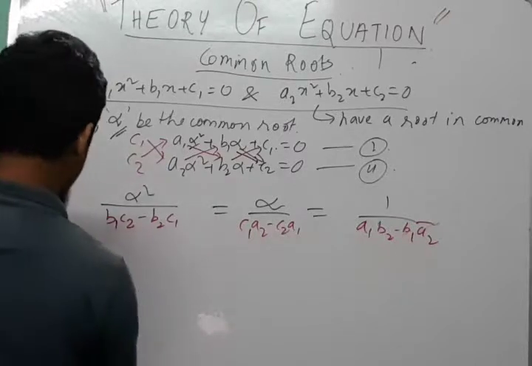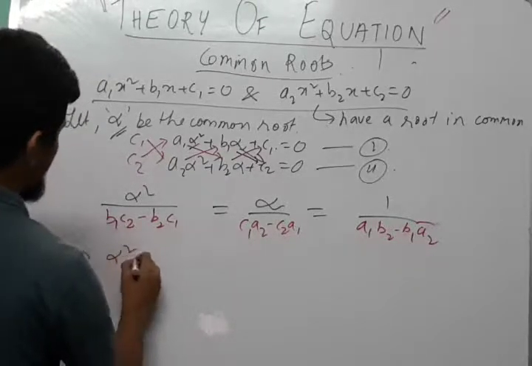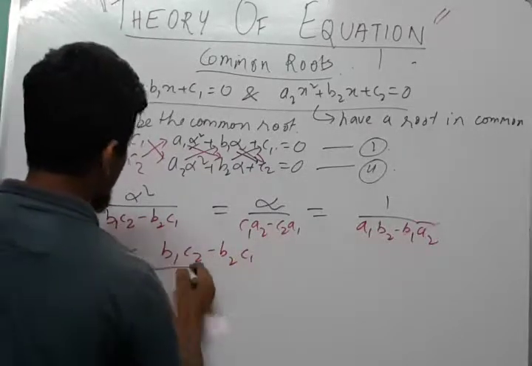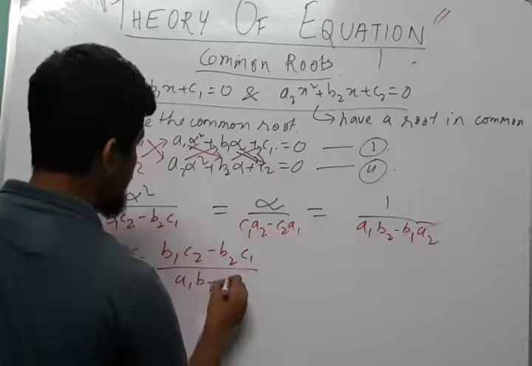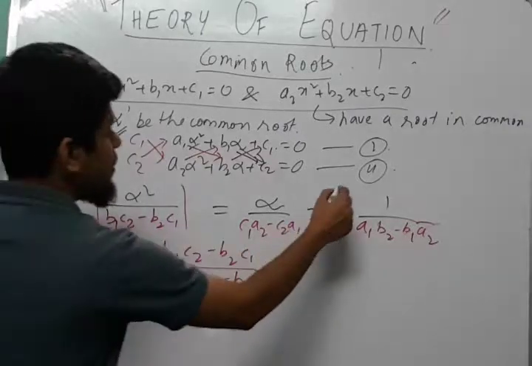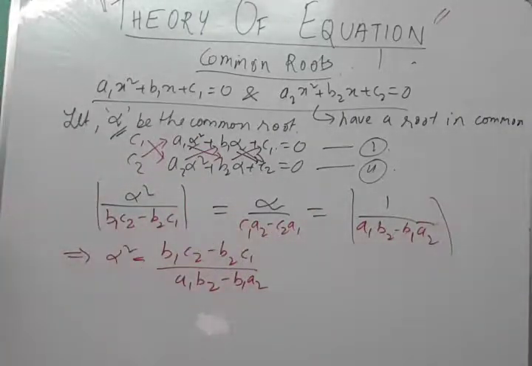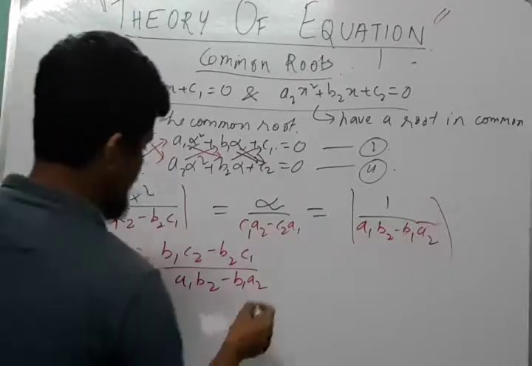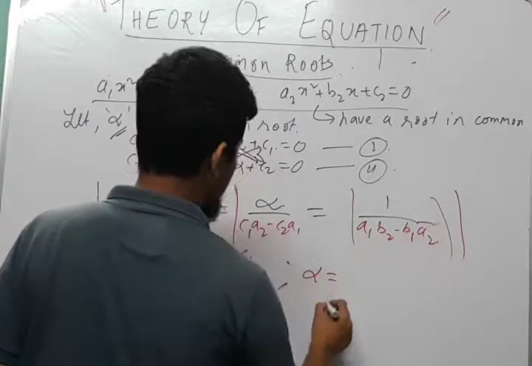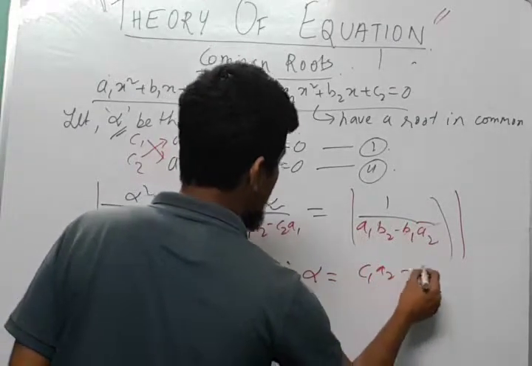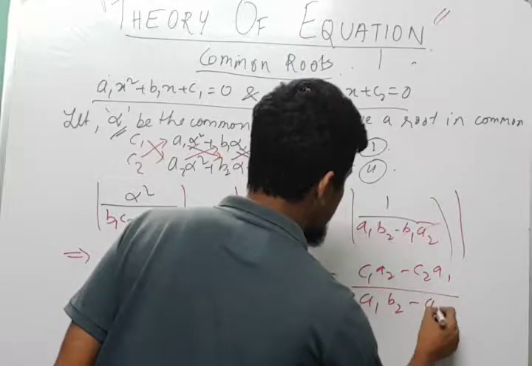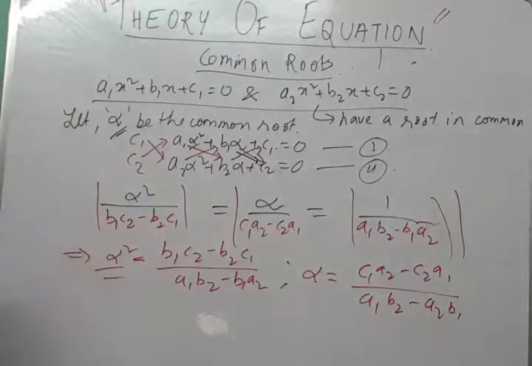So what does that imply? That implies that alpha squared will be equal to b1 c2 minus b2 c1 by a1 b2 minus b1 a2. So what we have done over here, we have taken this part and this part, and we have cross multiplied. So this gives us the value of alpha squared. And similarly, if we take these two parts, then this will give us that alpha will be equal to c1a2 minus c2a1 by a1 b2 minus a2 b1. So this is the structure that we're looking forward to.